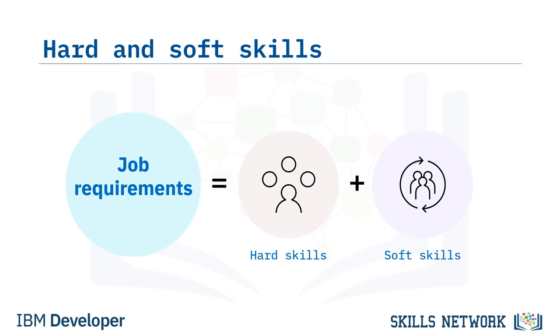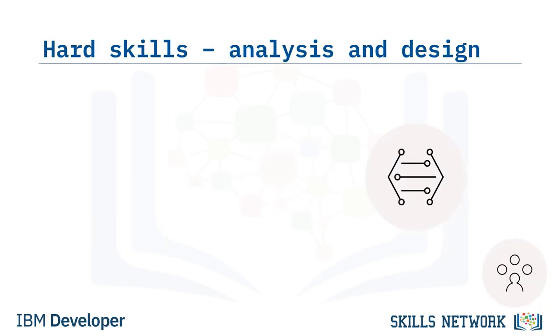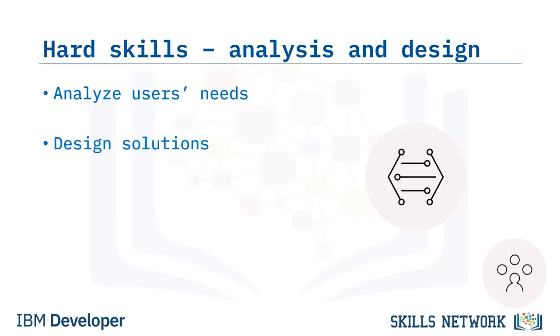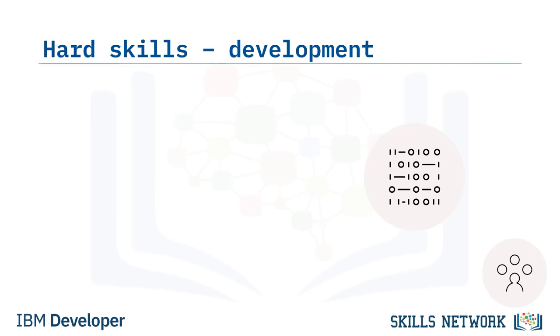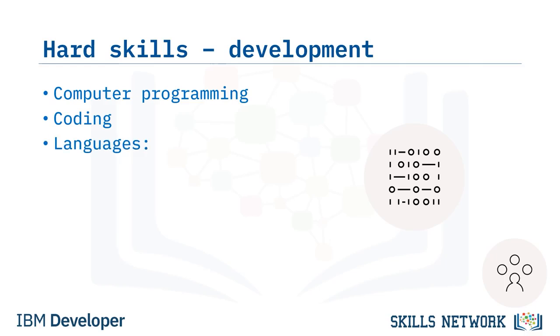So let's look at some of the hard skills that are relevant to a software engineer. Software analysis and design skills are essential for a software engineer. You need to be able to analyze your users' needs through a variety of methods and then design effective solutions that meet those needs. You'll also need to be able to develop those solutions. Computer programming and coding are essential development skills. While some job roles require a specific language and/or toolset, employers will sometimes welcome you with experience in any language but expect you to cross-train into their preferred language.